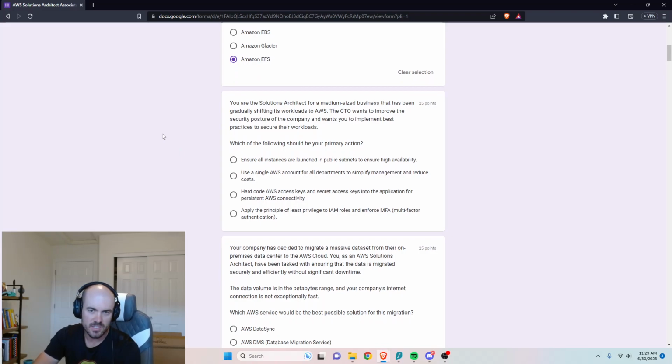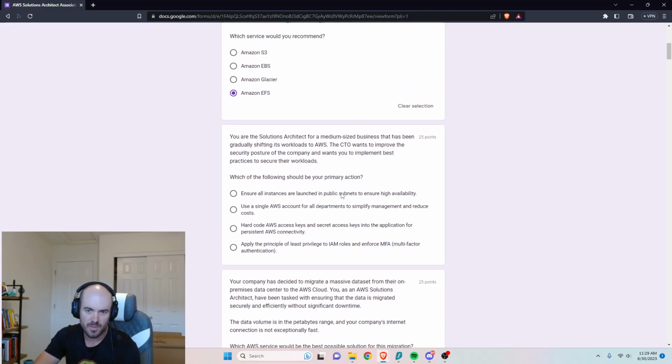So let's see, ensure all instances are launched in public subnets to ensure high availability. Well, that's not very secure if you've got everything in public subnets, so I can rule that one out right away. Use a single AWS account for all departments to simplify management and reduce costs. Not very secure again, because everything's kind of linked to one account. If this account's compromised, then your entire business is kind of screwed, so probably going to rule that one out.